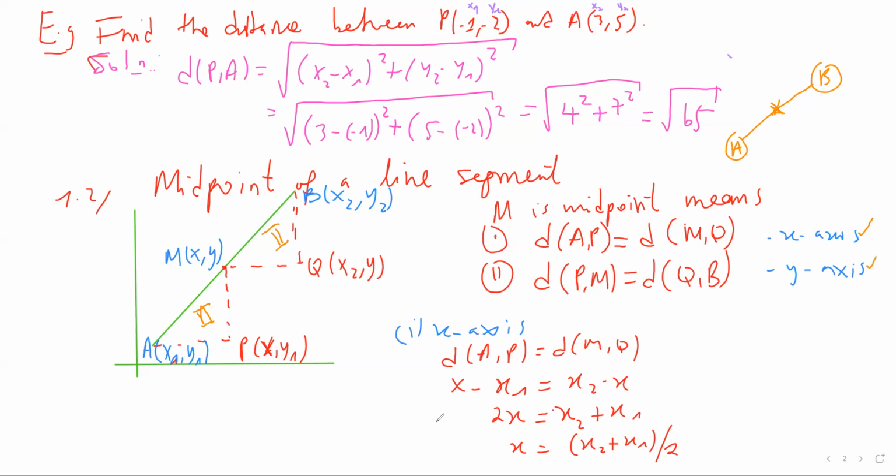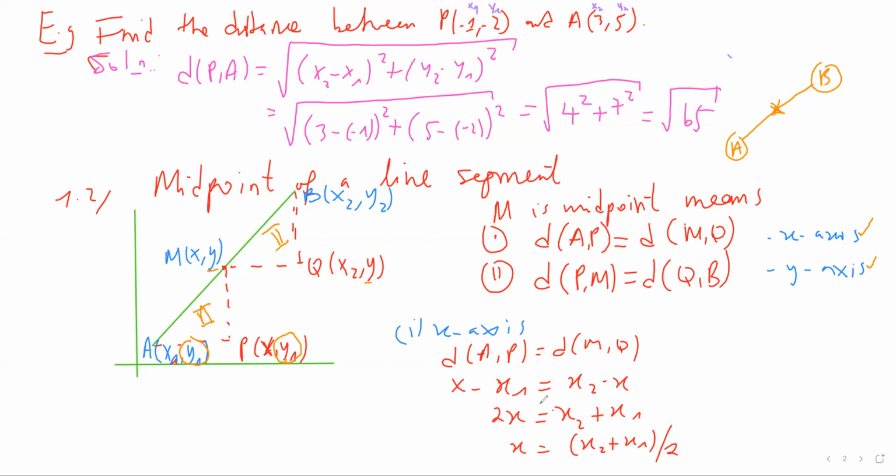So along the x-axis, for instance, the distance AP is equal to the distance MQ. The distance AP means that the y variables are the same, so you find the difference in x. So here it is x minus x1. And for MQ as well, you have the same y, so you find the difference x2 minus x.